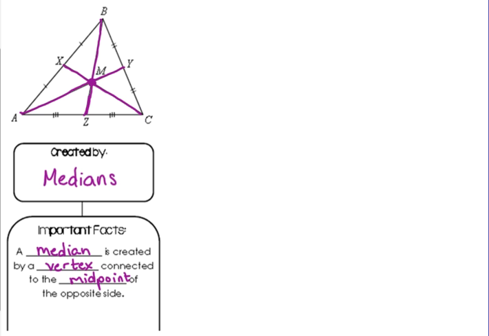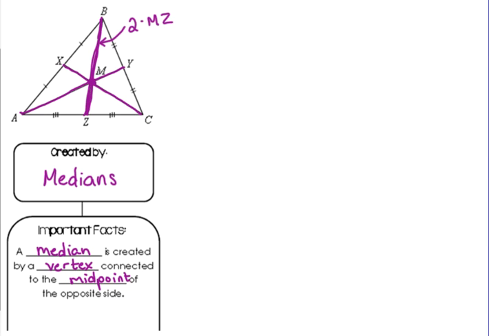There's a property here. I really don't think that they're going to make you apply it, but let me tell you about it. Notice all three of these lines are split up proportionally. Let's look at the line from B to Z. The part at the top, the bigger part, BM, is 2 times as long as MZ.